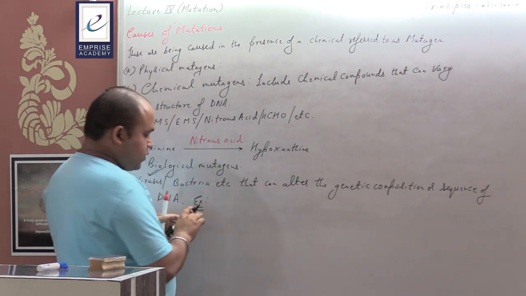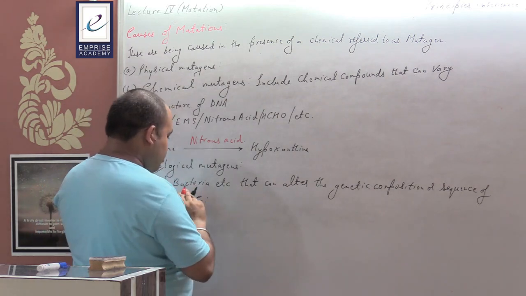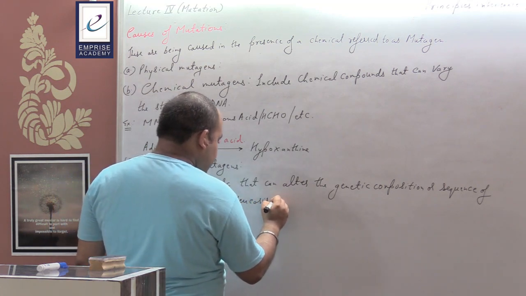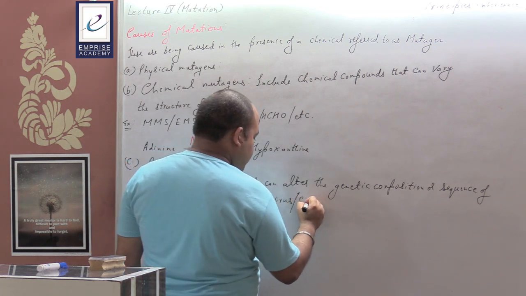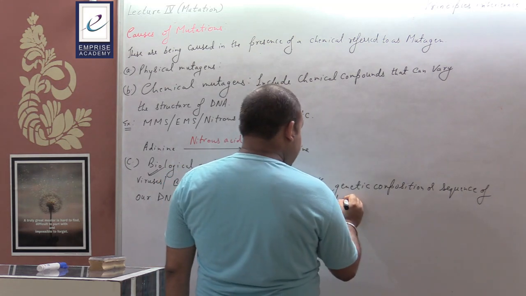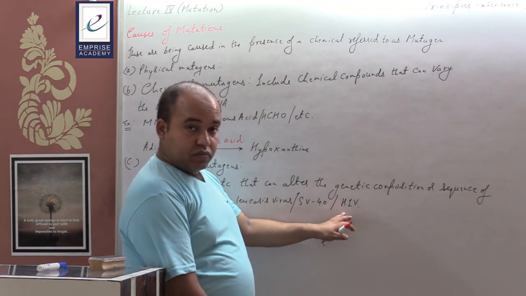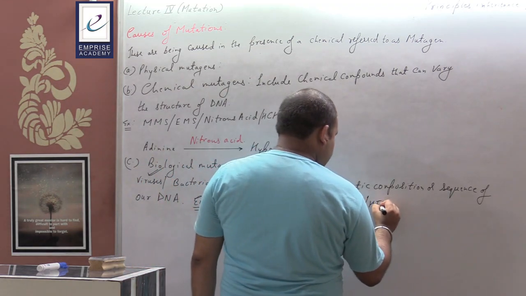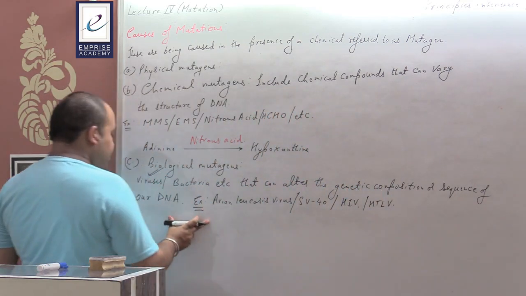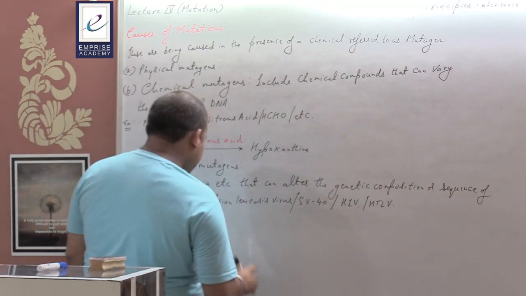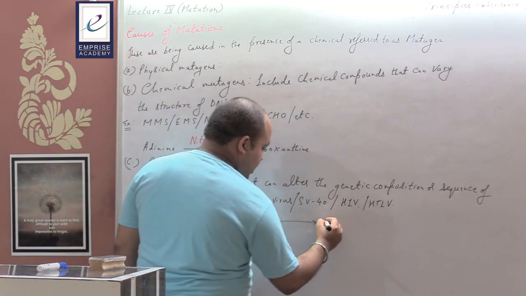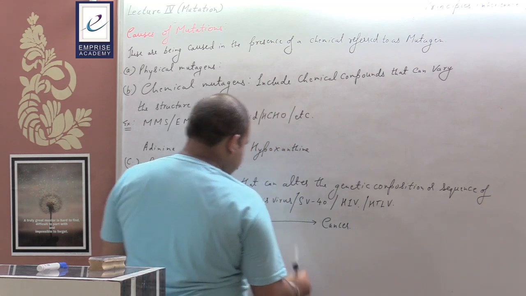For example, there are viruses such as avian leukosis virus and the simian virus 40, the SV40 virus. Sometimes HIV can also cause cancer. HTLV, human T cell lymphotropic virus. All of these have the ability to act as biological mutagens and can lead to the formation of cancer. Cells, when exposed to these agents, can develop cancer due to mutations.